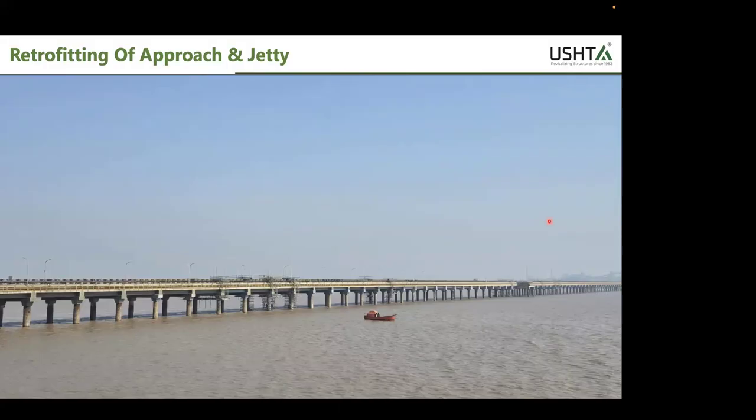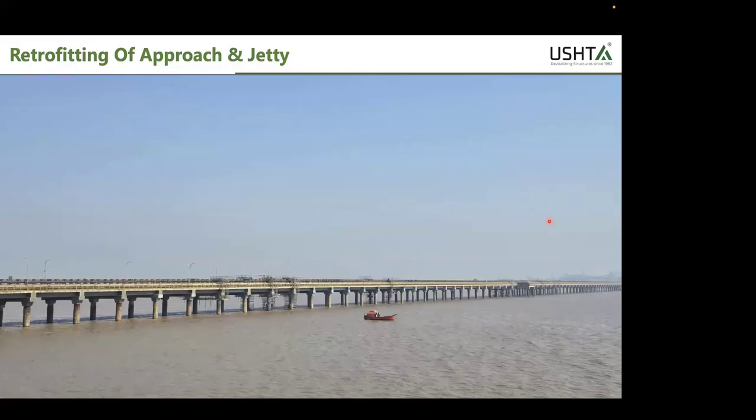And Dahej, mind you, is one of the riskiest ports in the world, because the tidal variation here is almost 10 meters per day, and it has very high wave velocity, and again turbidity is very high. So you cannot see even 1 foot away when you are in water. Water is so turbid.